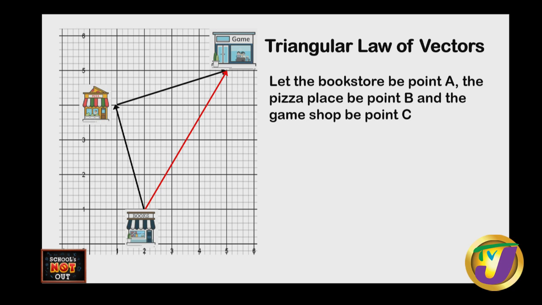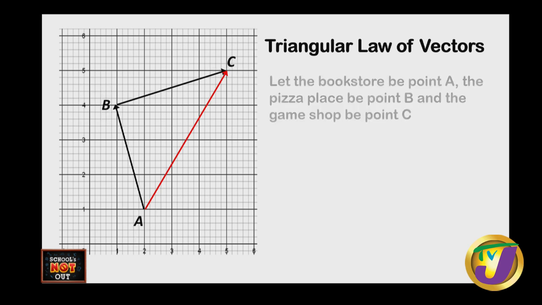All right, so we're basically renaming the places because we want to get rid of the picture so we can see clearly what's happening on this Cartesian plane. We're going to be naming the bookstore point A, the pizza place point B, and of course the game shop, we're naming that point C.